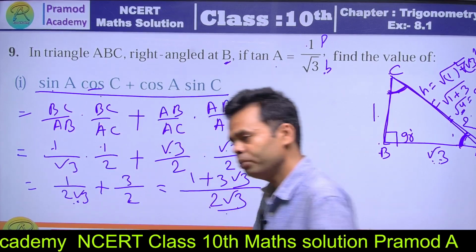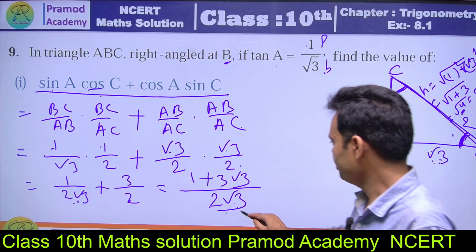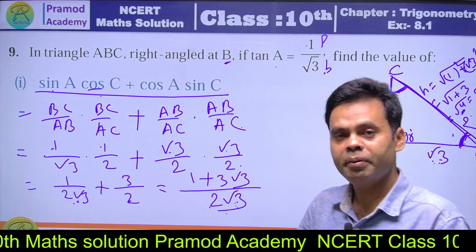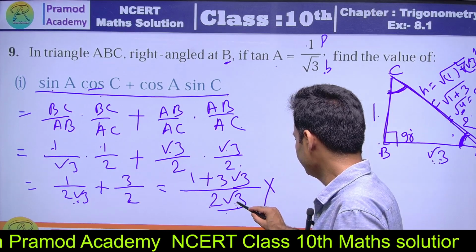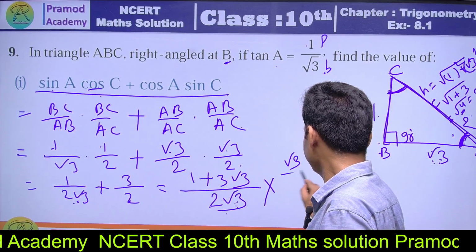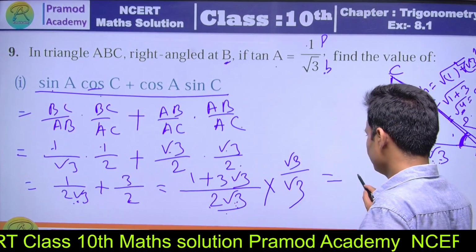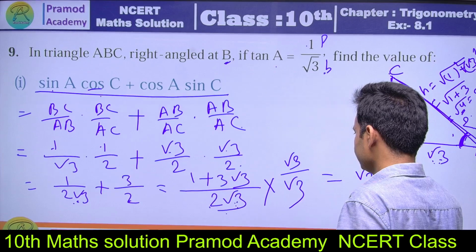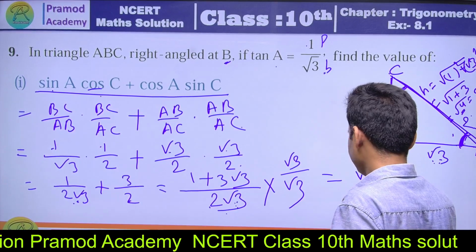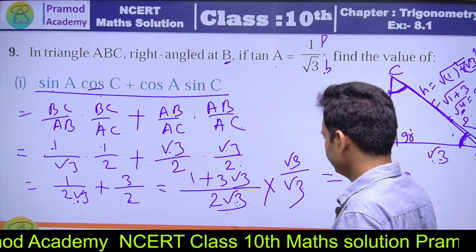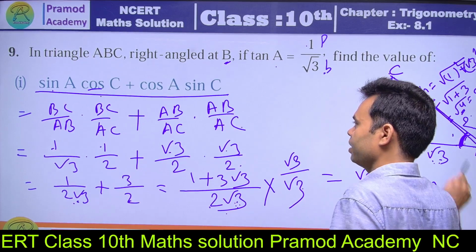But as you know, we have to remove the root from the denominator. We have to rationalize it. For rationalizing, we multiply the numerator and denominator by the same root number. So what will be the final answer? Root 3 by 6 plus 3 by 4. So this is the final answer.